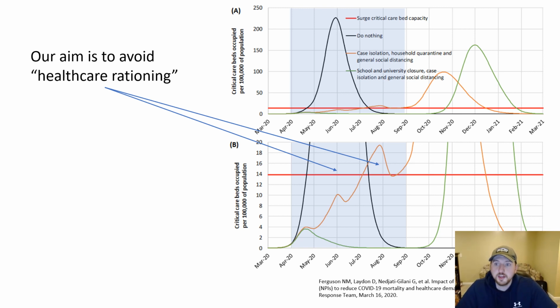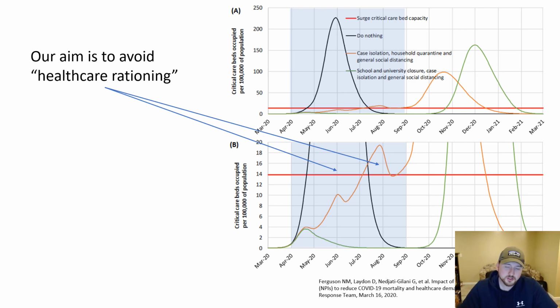If we do nothing, and these are models from the United States specifically, that's represented by the black line, which is that big peak that we've seen. We've talked about that curve. But then they broke it down into what happens if we isolate cases, have household quarantine, encourage social distancing, close schools, etc. And you can see how those lines play out.